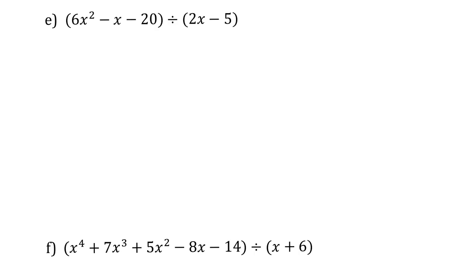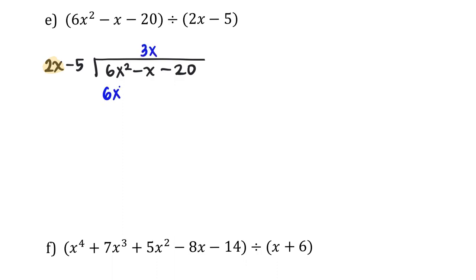I'm going to try E. Again, if you want to try it on your own, I would recommend that, and then unpause to check. I set it up already. Remember, I'm only looking at the first term when I think of what to times by. Okay, so 2x times 3x gives 6x squared. 3x times 2x, 6x squared minus 15x. Okay, subtract down. Cancels. Negative x plus 15x is 14x.